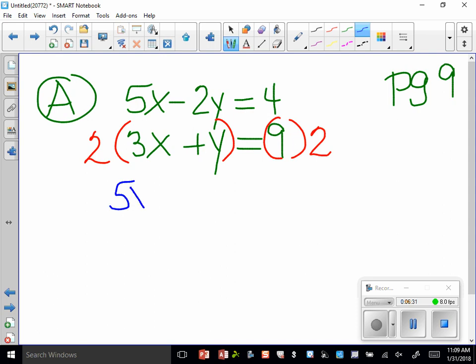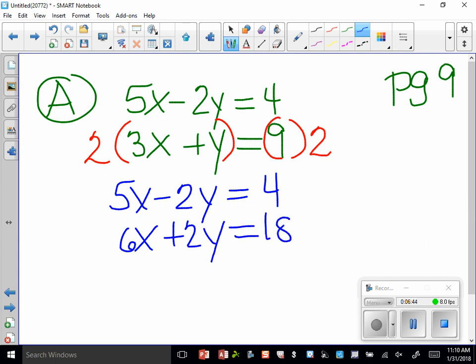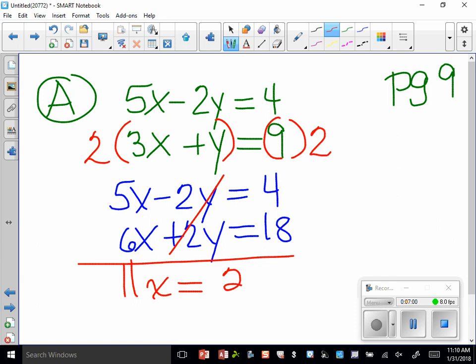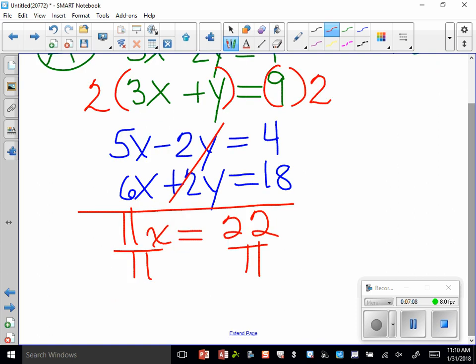So, I'm not changing the first one, so I'm just going to rewrite that exactly like it is. I'm going to multiply the second one by 2. So, that's going to give me 6x plus 2y equals 18. So don't forget, even the number after the equal sign has to be multiplied by 2. So now I've set it up where these will be eliminated right away. And then I add my x's together. That'll give me 11x, and this will give me 22 for my constants. Divide by 11. And what is my value of x?